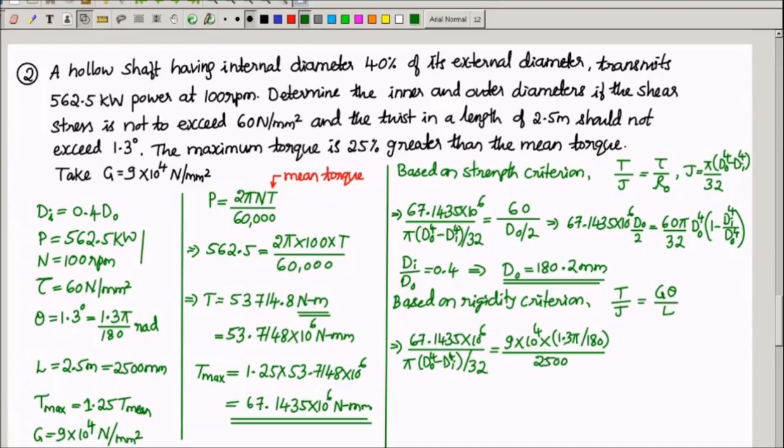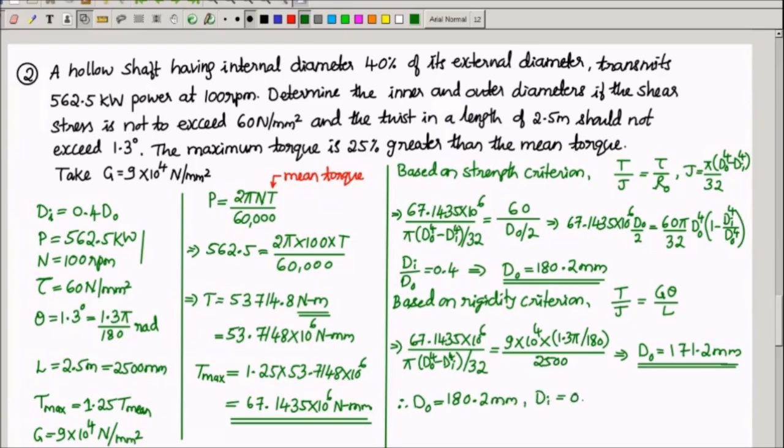So in this equation, D naught power 4, you can take it outside. In the bracket, it becomes 1 minus Di power 4 by D naught power 4, and Di by D naught is 0.4. So 0.4 power 4 it becomes. So you can easily calculate what is D naught here. So do that calculation. When you do that, D naught, you will get it as 171.2 mm. Therefore, I will write it as D naught should be equal to 180.2 mm.